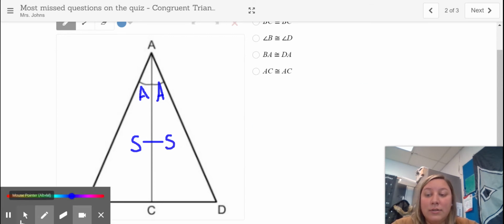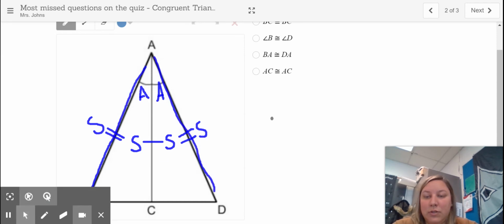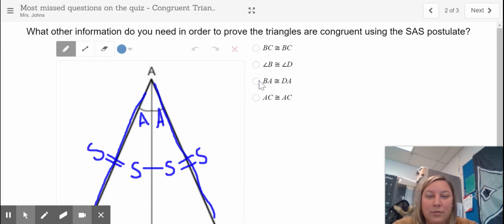Now they ask for side, angle, side. So we need to figure out another side to make these two triangles congruent. So we've got a side, we've got another angle. Well, the other side would have to be over here because the angle would have to be in between the two sides. Now this side, AB, corresponds to this side over here, AD. So that's what I'm looking for. I'm looking for AB is congruent to AD or vice versa, which is that third option right here. And that would be my answer.